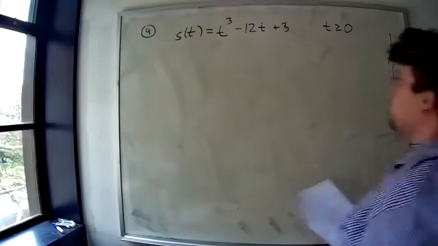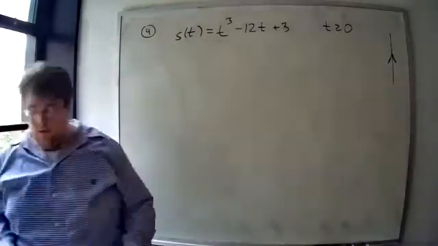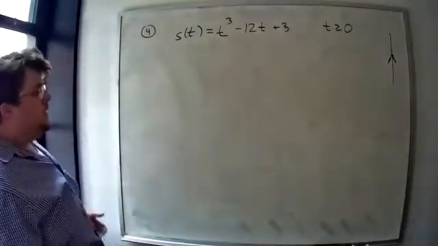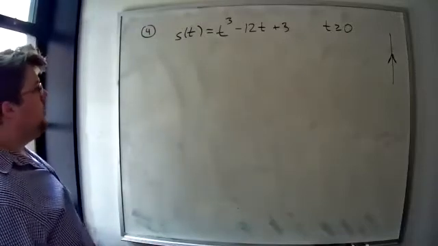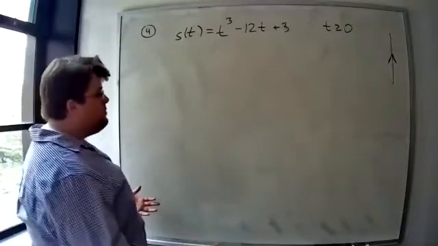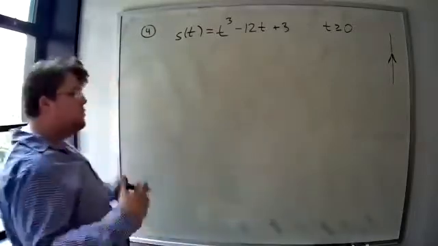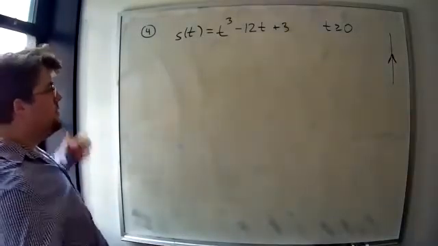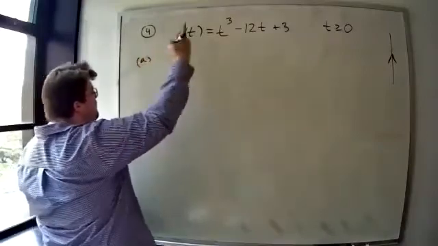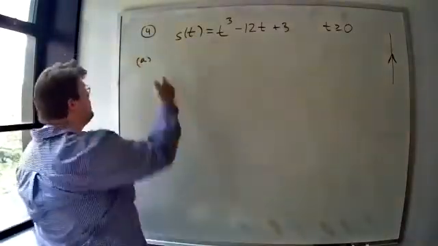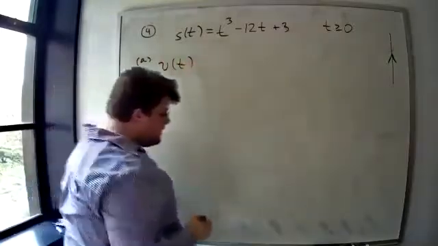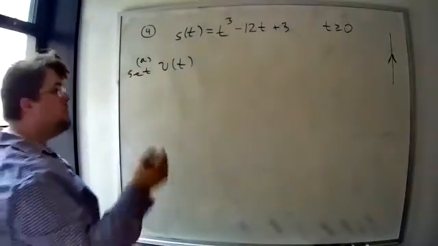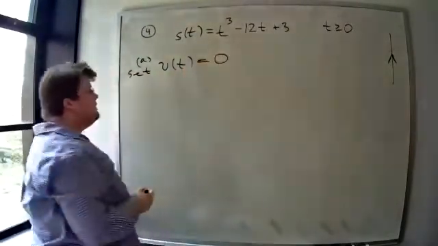Part A, at what time does the particle stop? Well, in interpreting the derivative as a rate of change, we can use that to figure out when the particle stops, because something is stopped when it's not moving anywhere, when its change in position is 0, when its rate of change is 0, when the derivative of position is 0. And we call the derivative of position velocity. So in part A, the particle stops when the velocity equals 0.